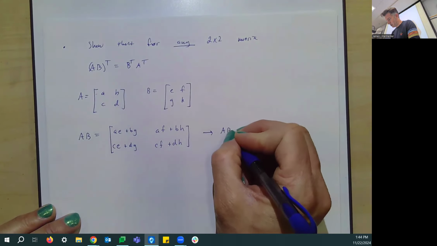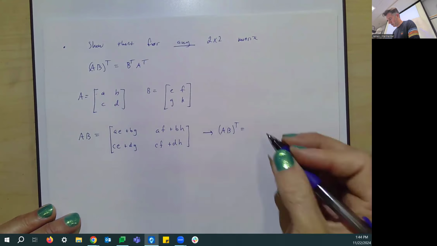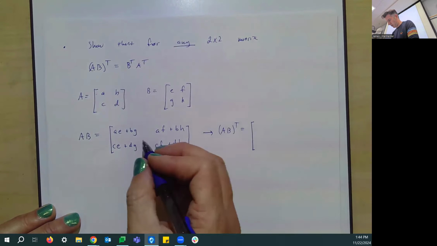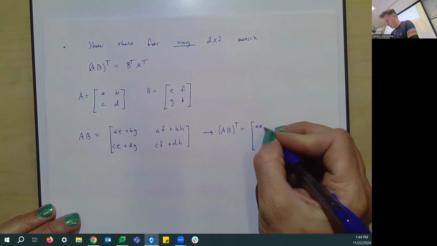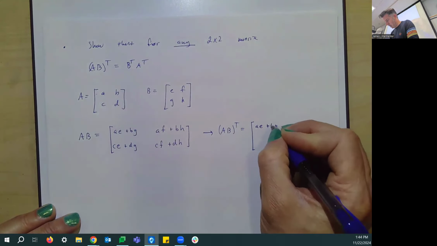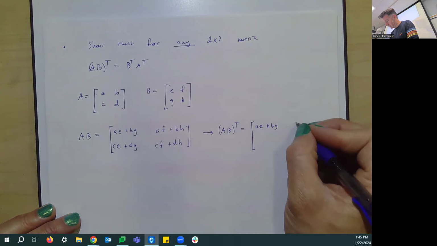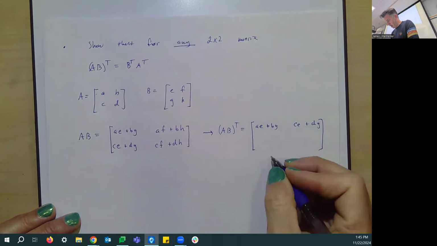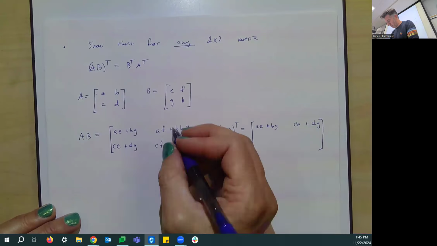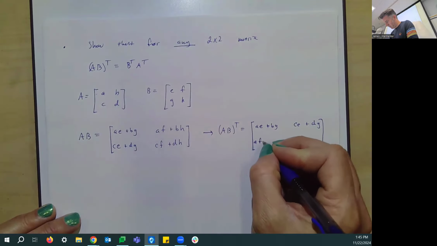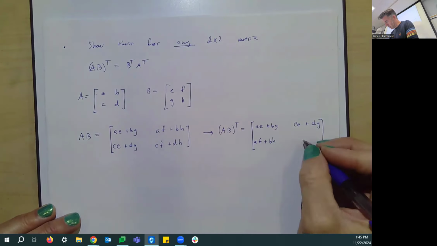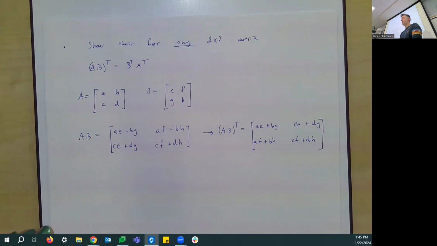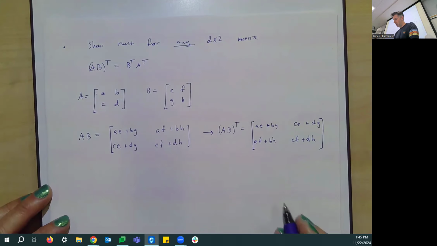A times B transpose, you're literally just interchanging the rows and columns. So now my first row is going to be this first column. So it's going to be AE plus BG. And then that's going to be over here. It's going to be CE plus DG. And then in my second row will now be my second column. So it's going to be AF plus BH and CF plus DH. Okay, so we found AB transpose.